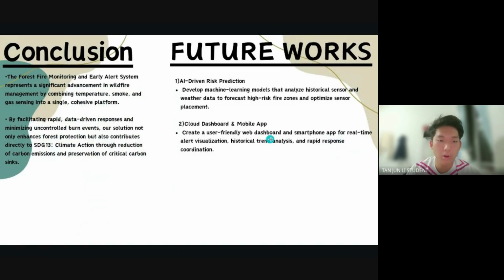Now I'm going to give the conclusion for our project. The forest fire monitoring and early alert system represents a significant advancement in wildfire management by combining temperature, smoke, and gas sensing into a single cohesive platform. By facilitating rapid data-driven response and minimizing uncontrolled burn events, our solution not only enhances forest protection but also contributes directly to SDG 13, which is climate action, through reduction of carbon emission and preservation of critical carbon sinks. For the future works, I will pass to Chong Hao Nan to finish it.